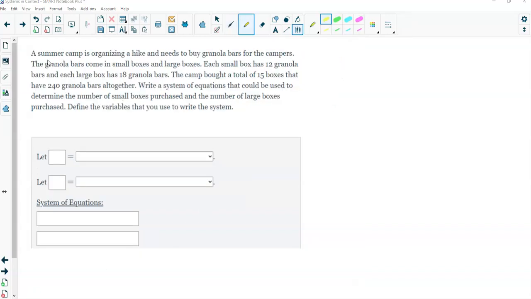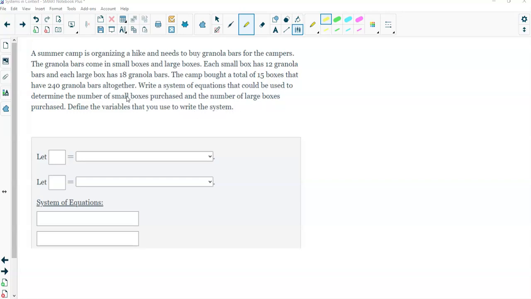Okay, here is another example of that type of problem. It says a summer camp is organizing a hike and needs to buy granola bars for the campers. The granola bars come in small boxes and large boxes. Each small box has 12 granola bars and each large box has 18 granola bars. The camp bought a total of 15 boxes that have 240 granola bars altogether. Write a system of equations that could be used to determine the number of small boxes purchased and the number of large boxes purchased. Define the variables that you use to write the system.